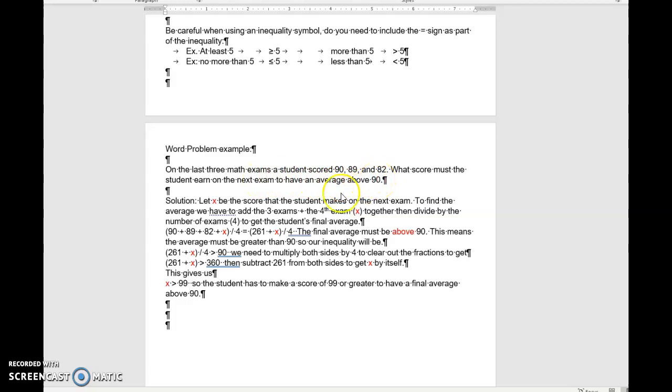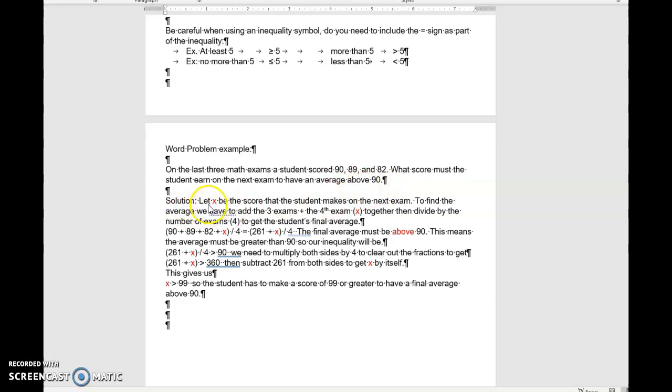So there's a few things we got to know. We've already got 3 scores, and we're going to have a 4th one. That's the next exam. So when I find the average, I got to add all 3 of these numbers together, plus the 4th one, and then divide by 4 to find an average. Now we want it to be above 90. The question will be, as far as our inequality symbols, like up here, can our average be 90, or does it have to be more? Well, since it says above, that means it's got to be greater than 90. It can't be equal to, because above means greater than.